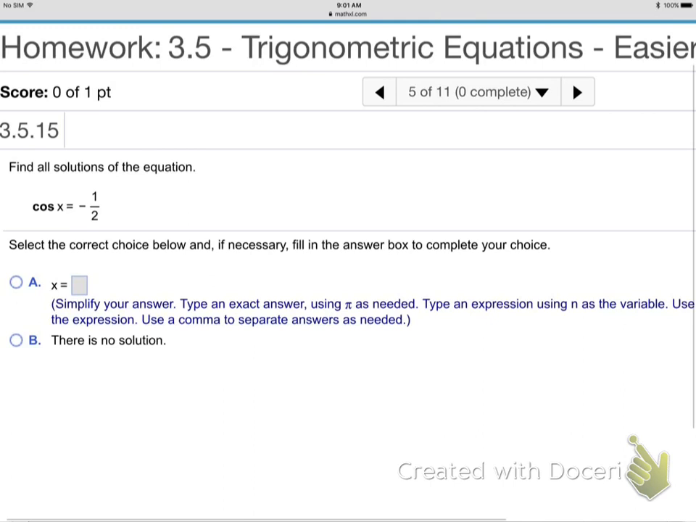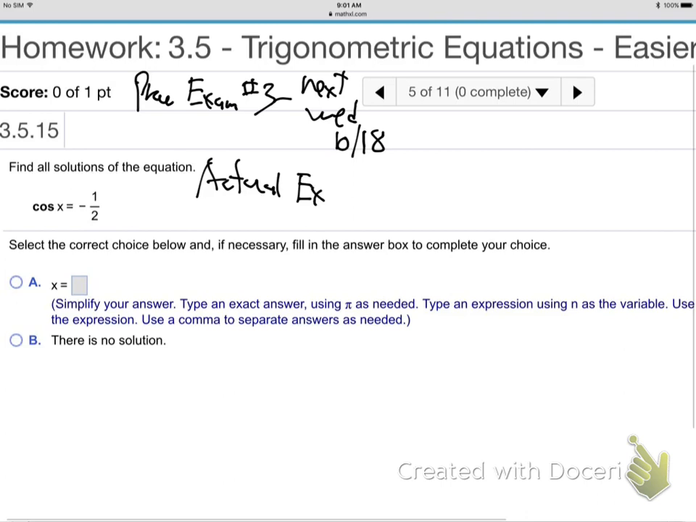All right, we're in 3.5. We're breaking it into two sections, like the easier part and the hard part. I think we should finish the easier part today and begin the harder part, and then finish the harder part on Monday. Our practice exam is next Wednesday, right? Because I'm pushing the schedule back a day. So practice exam number 3 next Wednesday, the 18th, and then actual exam number 3 will be the Monday right after that, the 23rd.